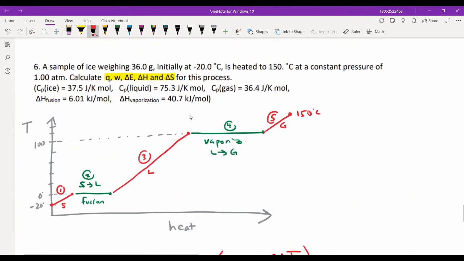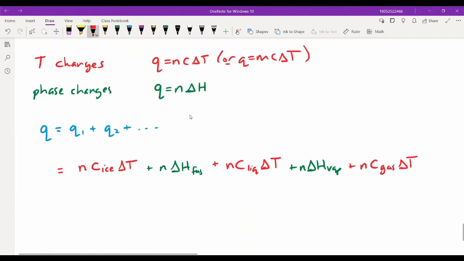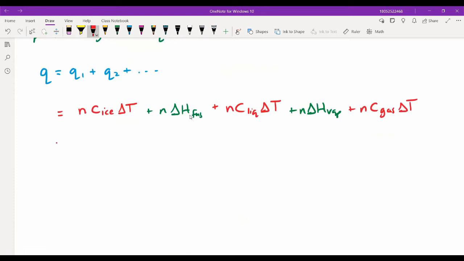One thing you'll notice too is that the enthalpies are in kilojoules, right? And the heat capacities are generally in joules. So you want to keep this in mind when you start plugging in these numbers. So this would be, we have 2 moles of water or ice, and then this is 37.5 joules per Kelvin per mole.